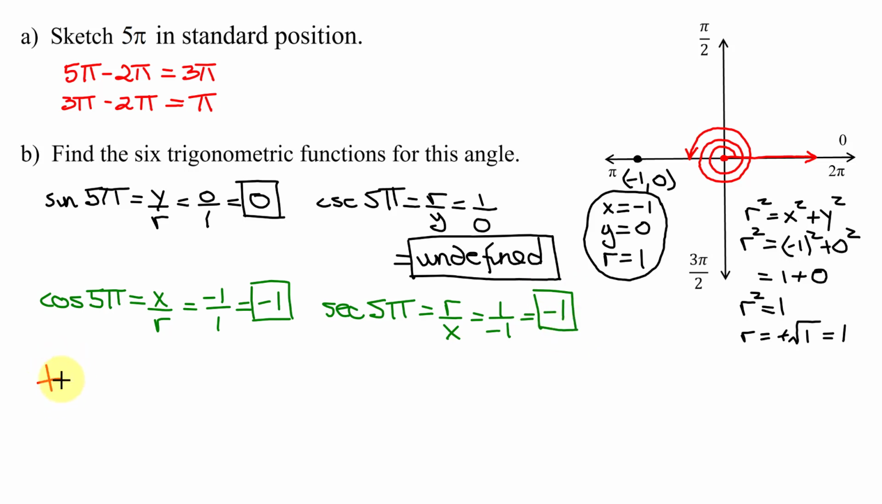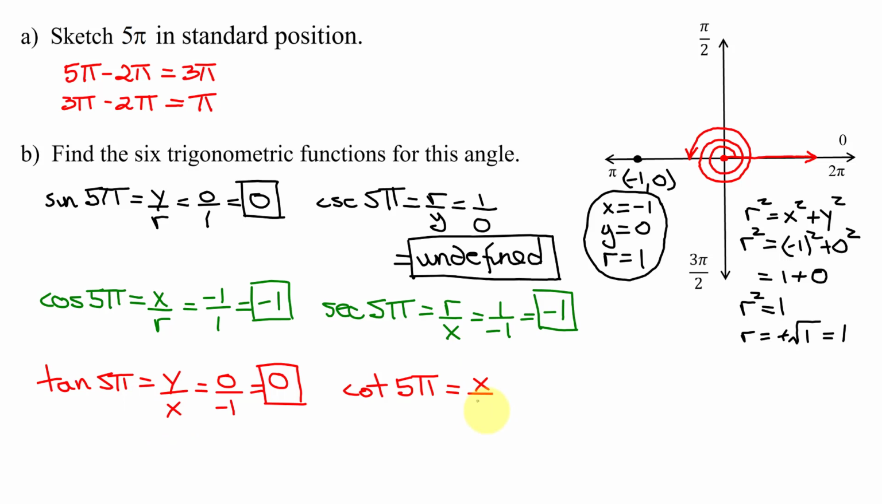And lastly, let's find the tangent of 5 pi. In terms of x, y, and r, that's y over x. Y is 0, x is -1. 0 divided by -1 is 0. And lastly, the reciprocal of the tangent function is the cotangent function. So the cotangent of 5 pi is the reciprocal of this ratio, so it's going to be x over y. X is -1, y is 0, so the cotangent function is also undefined.